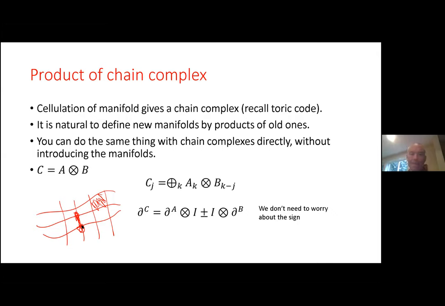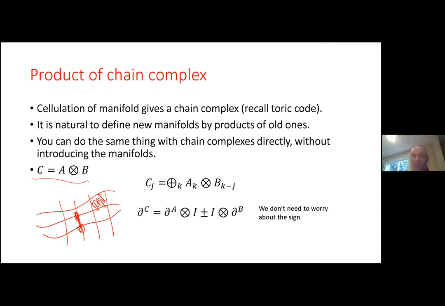You can also directly take products of chain complexes. If you have two manifolds with a cellulation, you get a product of the manifold that gives you a product of the cellulation, but you can do this without introducing the manifold. You can just take two chain complexes and define their product, and they never need to come from a manifold. They could just be some chain complexes that you made up. So if I have two chain complexes, I'll call them A and B, their product chain complex C, I'm going to write down C equals A times B.